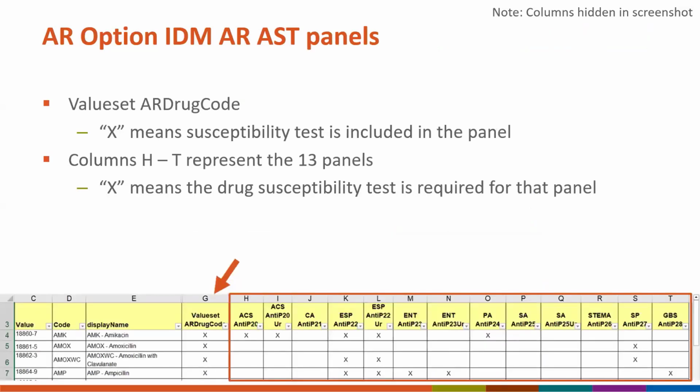So then, column G, the value set AR drug code. An X in that column means the susceptibility test is included in the value set in all of our panels. You'll use columns H through T to represent each of the 13 panels. So an X in column H through T means that that susceptibility test is included or required for that specific panel.